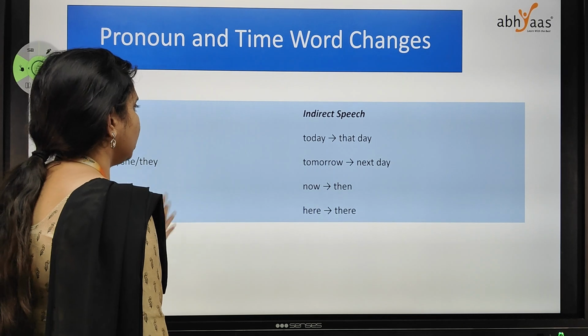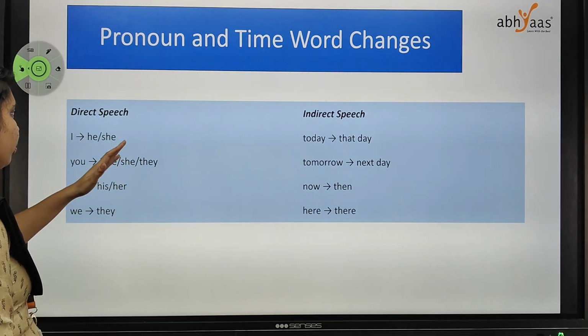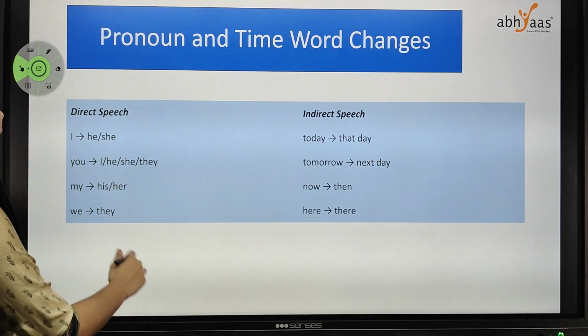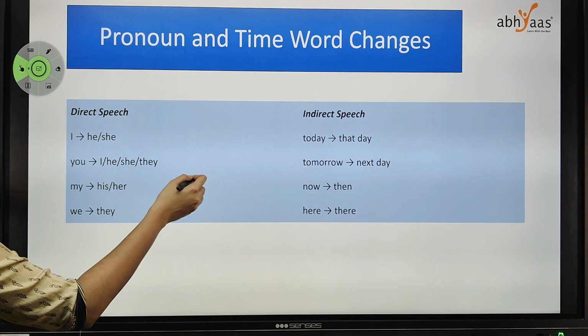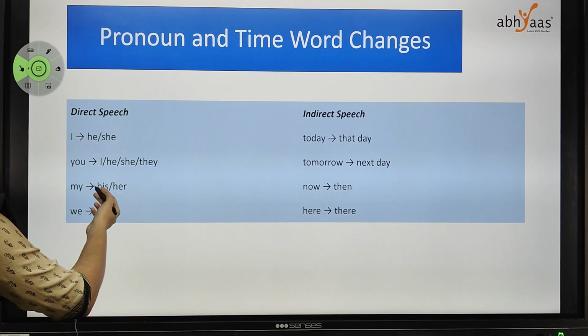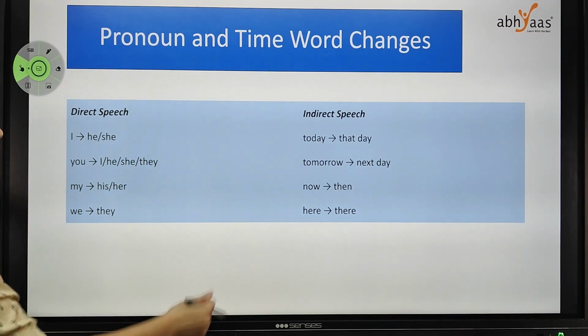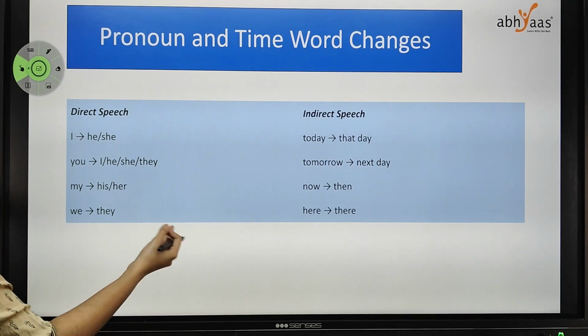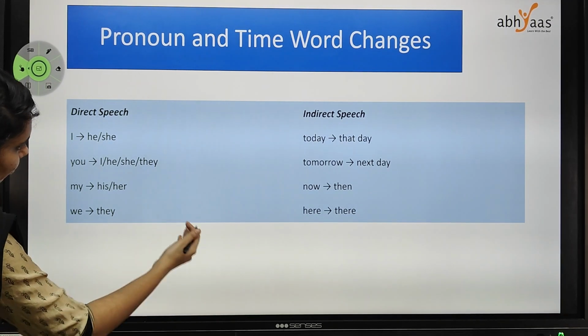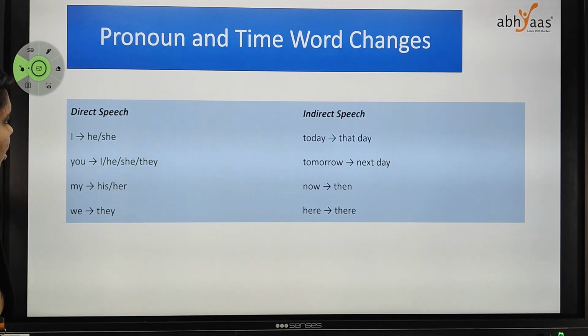Yeah, so generally these are some words that you need to observe. I becomes he or she, today becomes that day, you becomes I, he, she, they, depending on the noun that is mentioned in the sentence. Tomorrow becomes next day, my becomes his or her, now becomes then, we become they, and here becomes there. Okay.